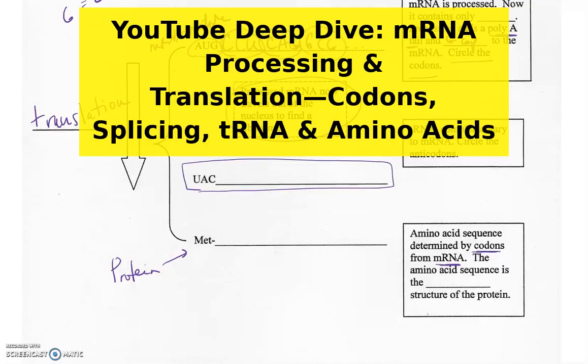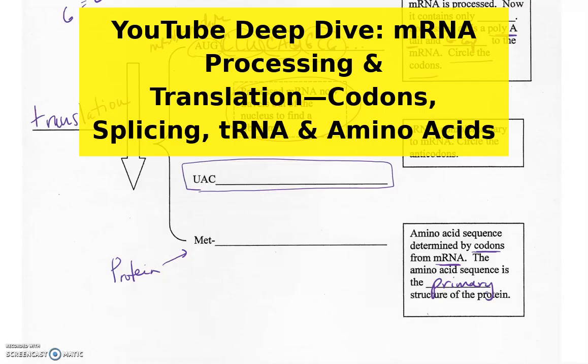And what determined the codons for the mRNA? Well, that was the original gene sequence found on the DNA. Now, this amino acid sequence is called the primary structure of a protein. If you'll recall, proteins have multiple levels of structure because their three-dimensional shape is very important to their functionality.